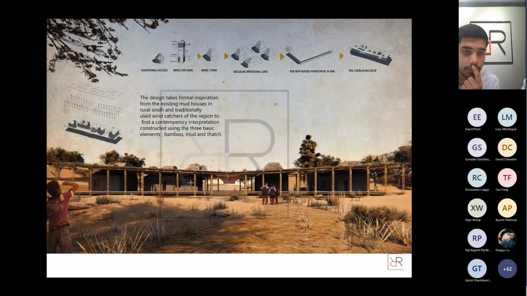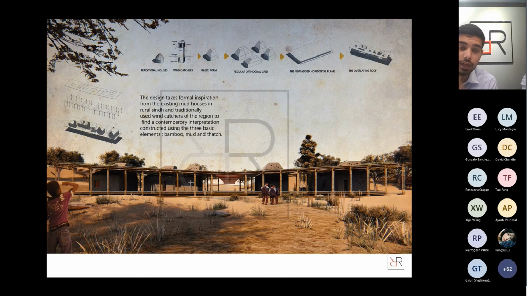They were generally using three main elements: mud, bamboo, and thatch. So thatch would provide a reinforcement in between the mud, and bamboo was basically added as a structural support to the horizontal plane, which was the roof plane basically.